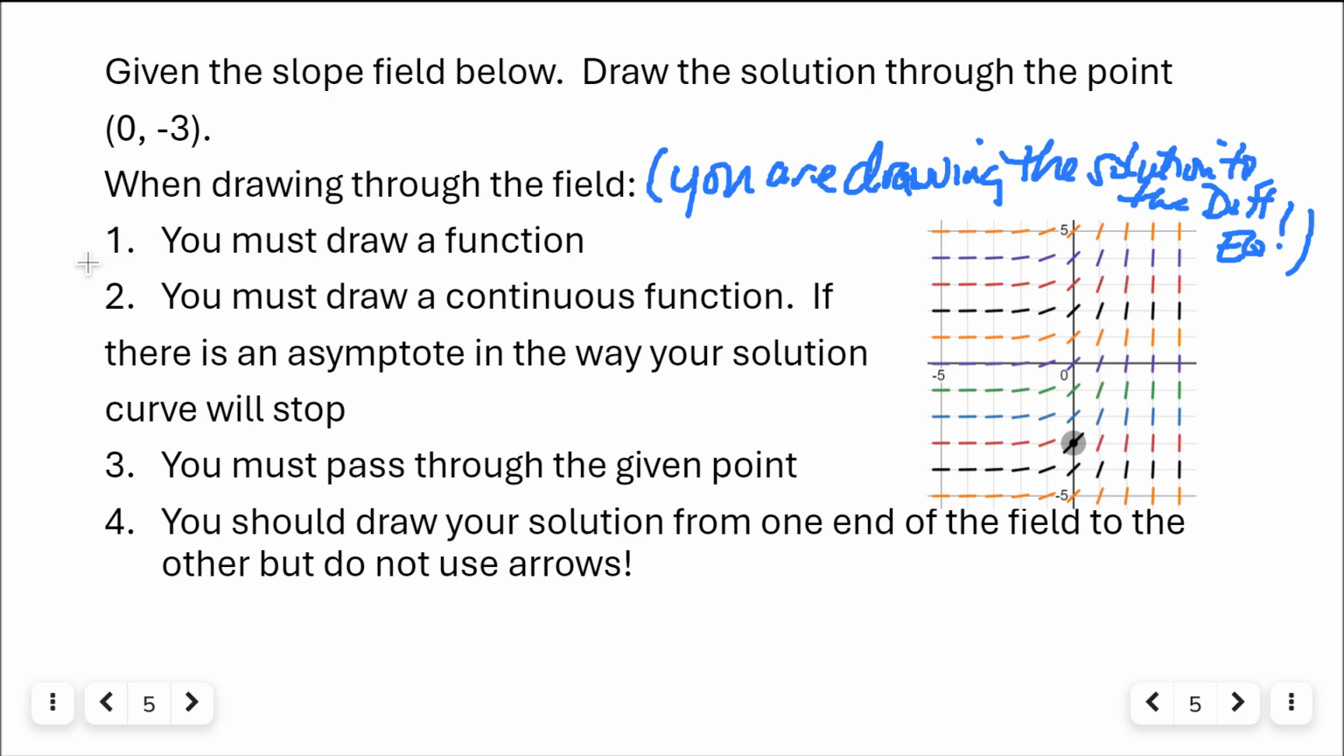So when you draw, you must draw a function. You must draw a continuous function. If there's an asymptote or something in the middle, the curve stops. Your solution curve stops. You have to pass through the given point, in this case (0, -3). I have it highlighted here. We're going to pass through that one. And number 4, you should draw your solution from one end of the field to the other, but don't use arrows. So basically we're going to draw this like we're in a lane, almost like it's a race. We're racing in our lane. So here's our lane. We're going to almost trace over the slopes a little bit. We want to go through this point. Yeah, there we go.